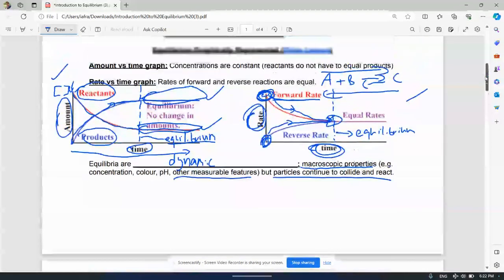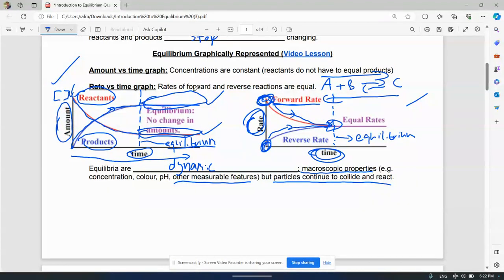To summarize, though, what we saw in this video was how to graphically analyze equilibria using either the concentration versus time graph over here or the rate versus time graph over here. We understand that even though concentrations stop changing, it doesn't mean that particles stop moving, so the equilibria are dynamic. Equilibria is plural for equilibrium, by the way. So on the outside, it does look like properties have stopped changing. So we say macroscopic properties have stopped changing, meaning that the bigger properties that we can see don't change, but the particles still go back and forth at the same rate, left to right versus right to left.